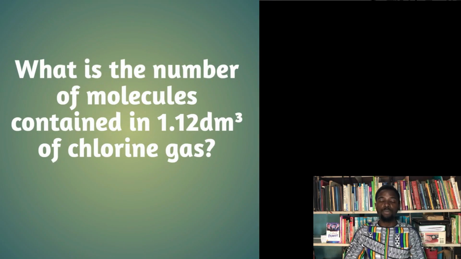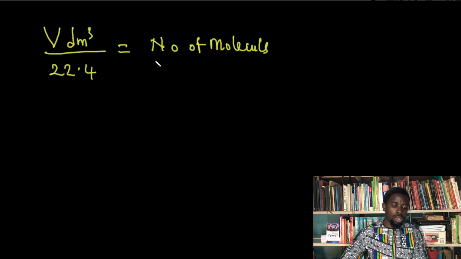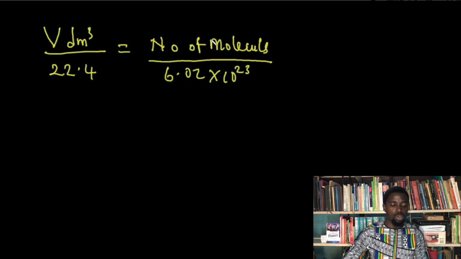To understand this relation, we are going to be looking at this question. What is the number of molecules contained in 1.12 dm cube of chlorine gas? Because you are asked to find the number of molecules and you are given volume, it's going to be a volume to number of particles relation. The volume is in dm cube, so it's going to be volume in dm cube divided by 22.4 equals number of molecules divided by 6.02 times 10 raised to the power 23. Please do not get it confused. When I say number of particles, I also mean number of molecules. So have that in mind. Good. So with that said, let's get to solve this.